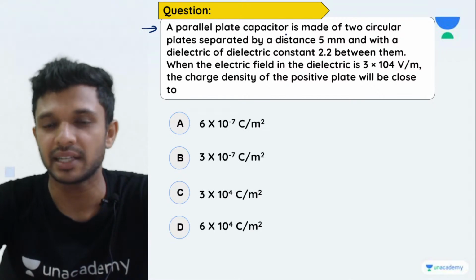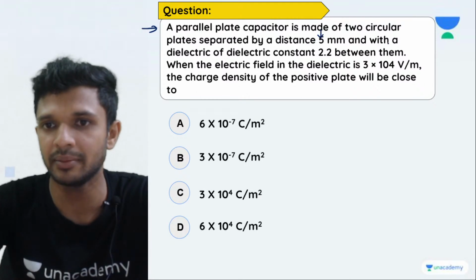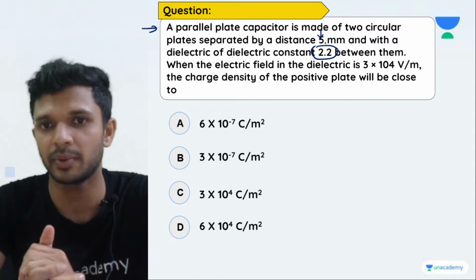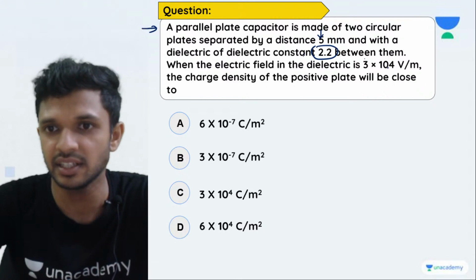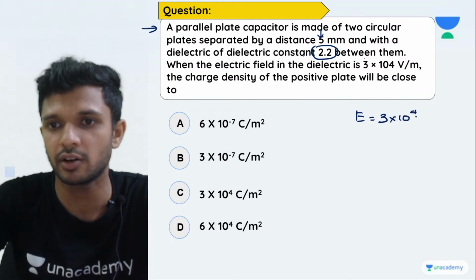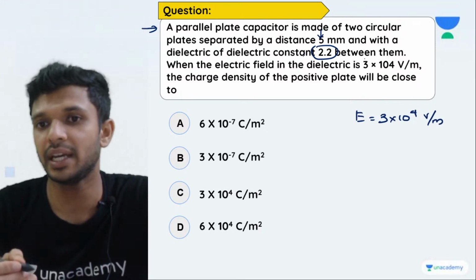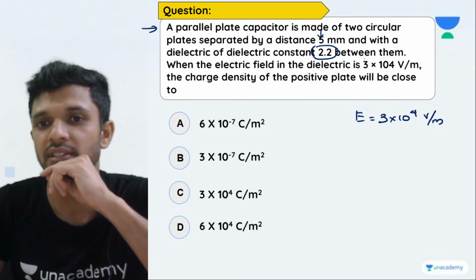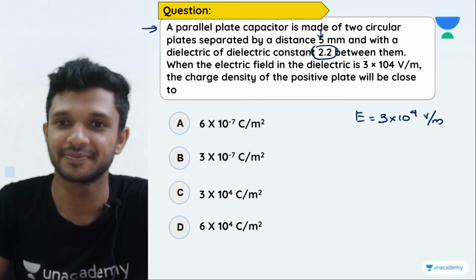A parallel plate capacitor is made of two circular plates separated by a distance of 5 millimeter and a dielectric constant of 2.2 between them. So we have a parallel plate capacitor. When the electric field in the dielectric is 3 into 10 power 4 volt per meter, the charge density of the positive plate will be close to. What is the question? The electric field is given. The charge density of the positive plate will be close to.